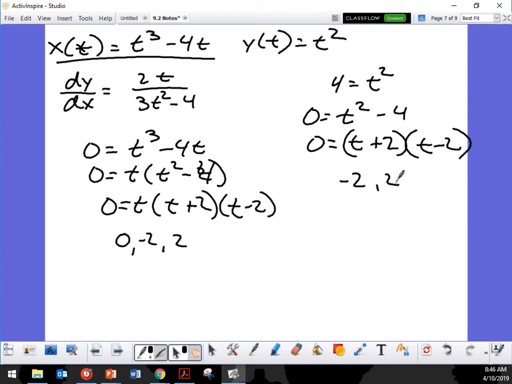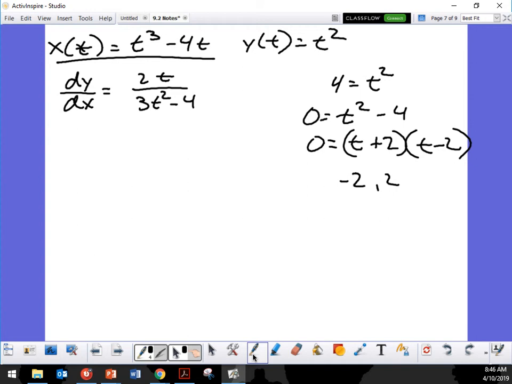I'm going to clean this up so it's a little easier. It's going to be negative 4 over, this gives me 12 minus 4, which is 8. So I get negative 1/2. Now do it again for the positive 2. Plugging that in, I get positive 4 over positive 8, which is positive 1/2.